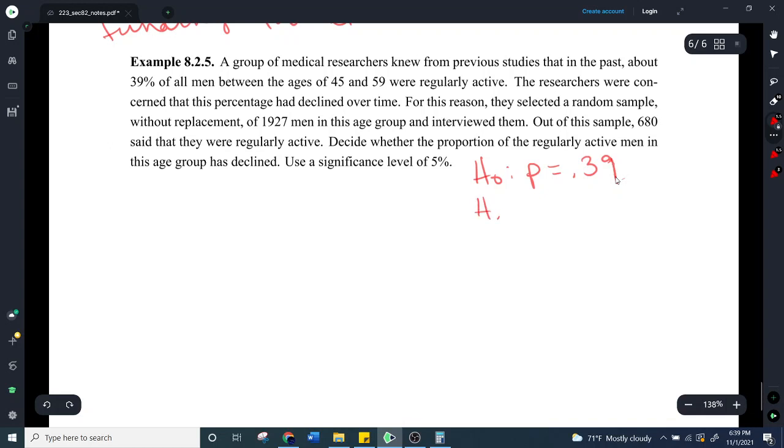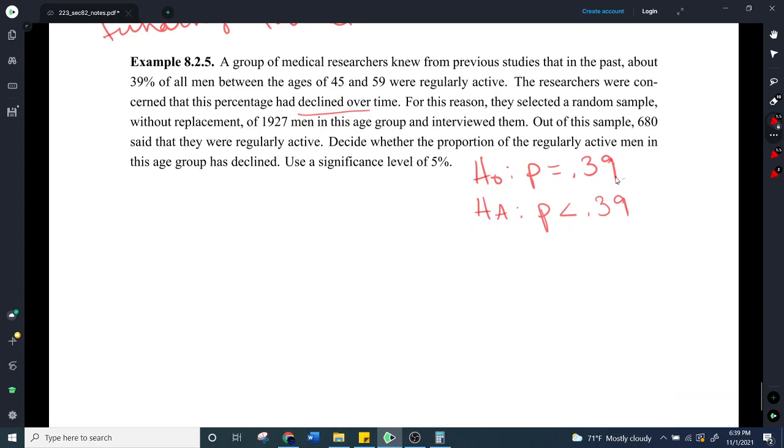Okay? The researchers were concerned that this percentage has declined. So that means my alternative hypothesis is decline means lower than. So that means my alternative is that P is less than 39% now. We've dropped below that number.